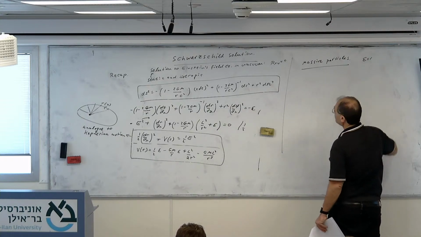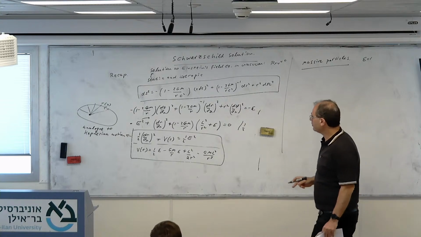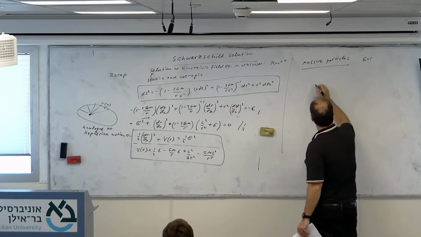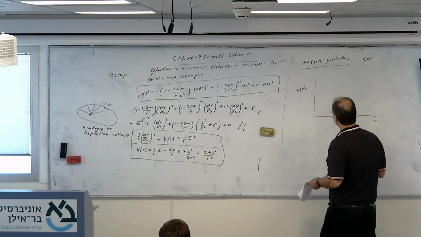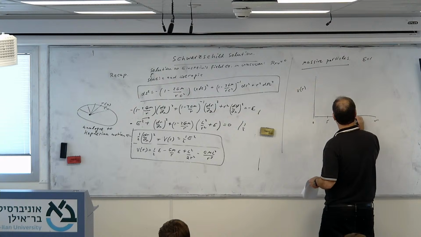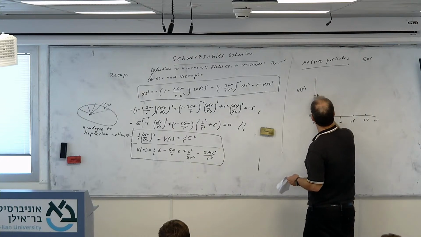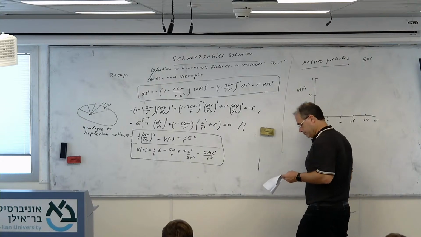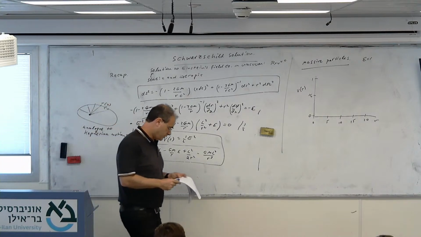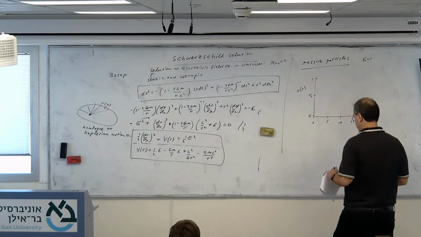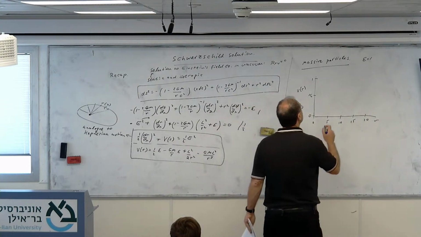Here epsilon is equal to 1. So if I put down the potential as a function of r, with 0 and 1/2 marked, it depends, of course, on L. I can look at various values of L. So first, let's start with the Newtonian case.